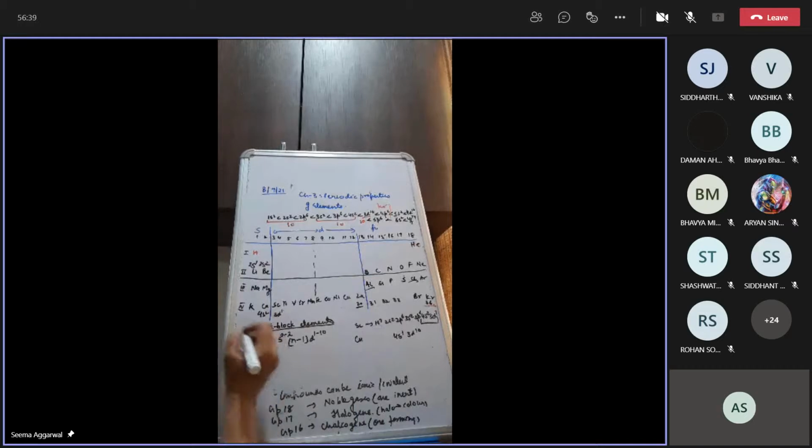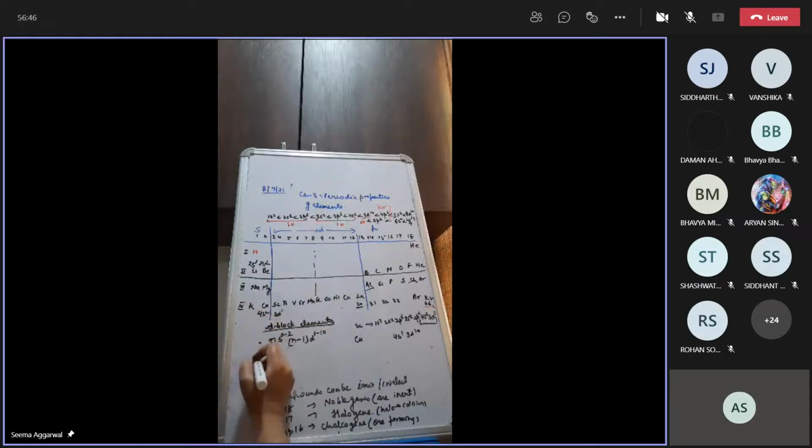One mark question: what is the general electronic configuration of D block elements? And please follow your NCERT only for that. Now, the second property: they are all metals. In the D block, we are all having metals. They are all metals.